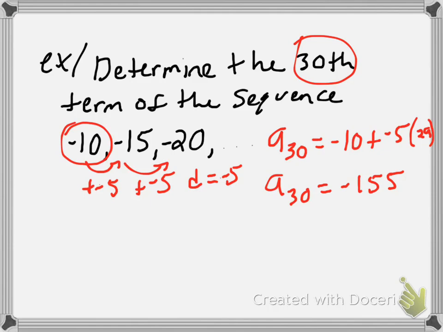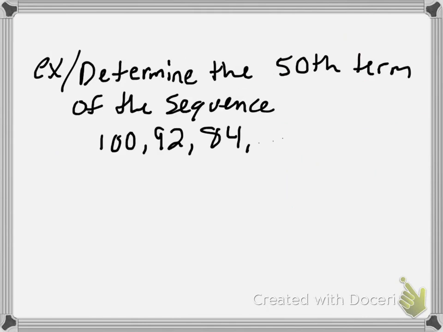We're going to look at one more arithmetic, and then we'll start looking at some geometric ones. Alright, so for this one we're going to look for the 50th term of the sequence. Again, I just have to figure out what's happening each time. To find my 50th term, I'm going from 100 to 92, 92 to 84. So in this case, I am adding negative 8, or you can think about it as subtracting 8 each time.